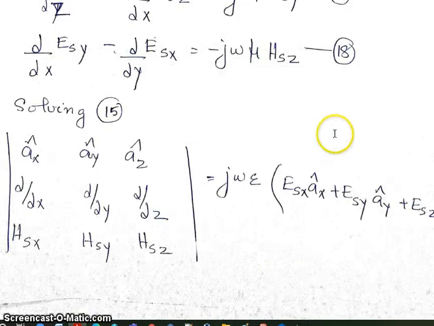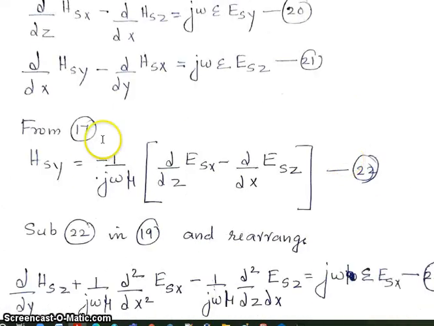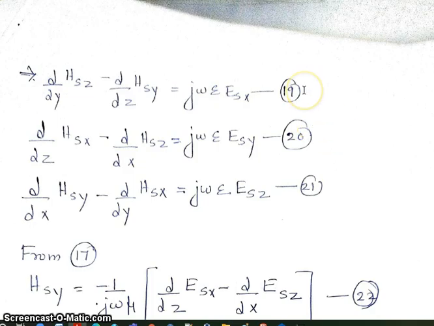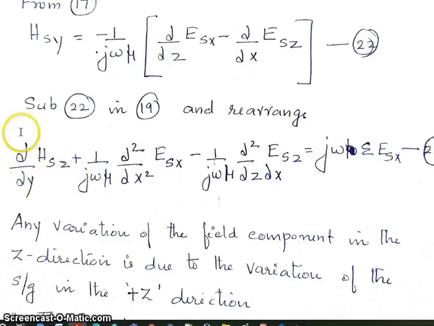Now in the next step, from equation 17 I am writing the expression for Hsy, and that is my equation 22. Okay, and I am substituting equation 22 in equation 19. This 22 in 19, so I will get my equation 23.